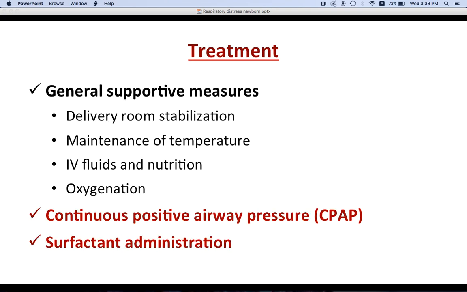Now, how do you treat these babies? Treatment consists of supportive management and specific management. In supportive measures, we have to stabilize the baby, maintain their temperature, and provide them adequate fluid and nutrition. The specific management includes continuous positive airway pressure and surfactant administration.